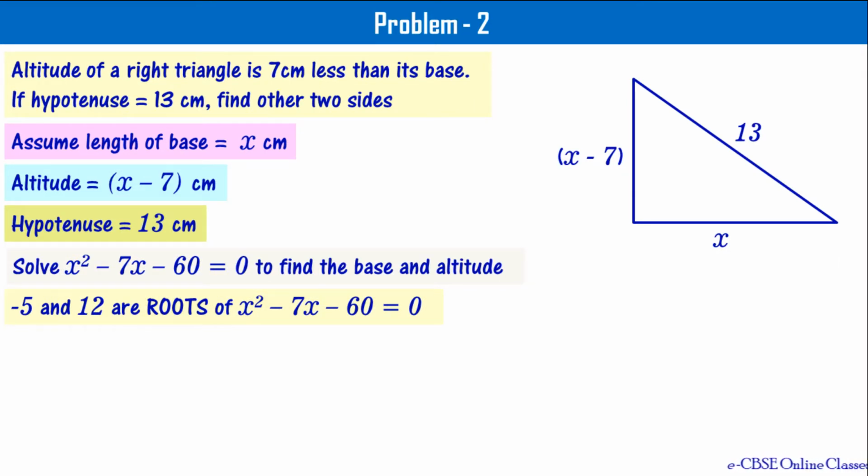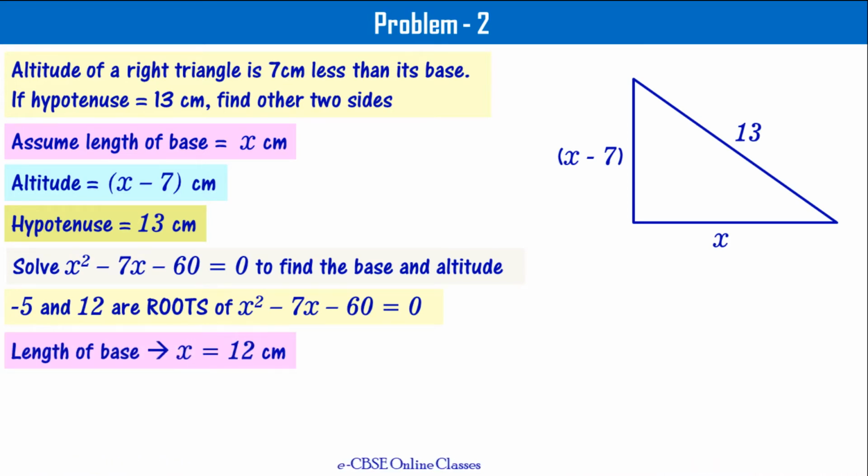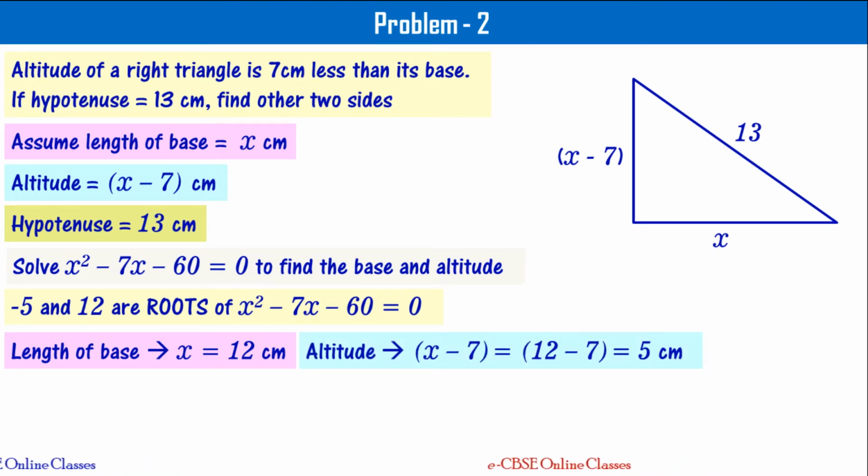But here you have to understand one thing. Minus 5 is a negative number. If I assume x to be a negative number, this is not appropriate because you cannot have a length of one side of a triangle a negative number. That's why we have to choose 12 as x. So length of base is going to be x equal to 12 centimeters. This is one of the questions asked. Then altitude is going to be x minus 7, that is equal to 5 centimeters. This is another thing we are asked to find, right? Length of base is going to be 12 centimeters and altitude is 5 centimeters and hypotenuse is 13 centimeters. This forms a right triangle.